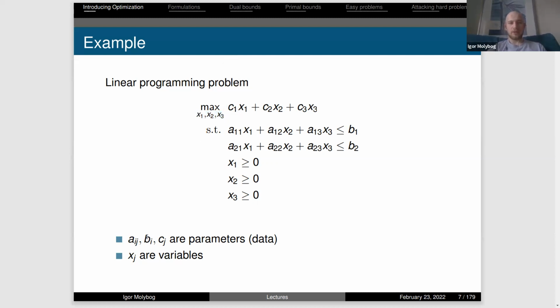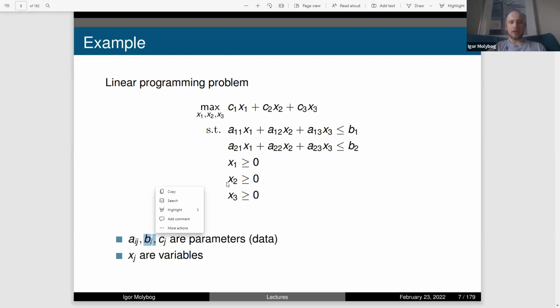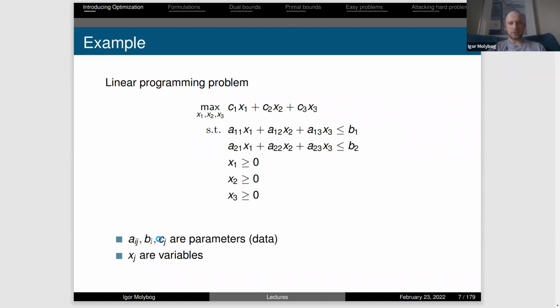In this formulation, in the linear programming problems, the coefficients of the constraints Aij and Bi are the parameters of the constraints, and then we have the parameters of the objective, which are denoted with Cj. Xj are variables, so we are optimizing over the variables x1, x2, x3. So x1, x2, x3 are not particular numbers. We are trying to figure out what their value is.